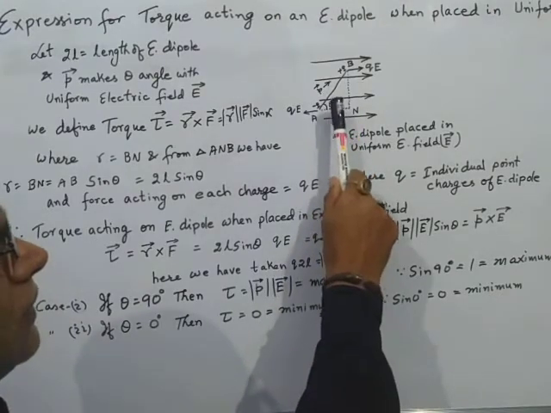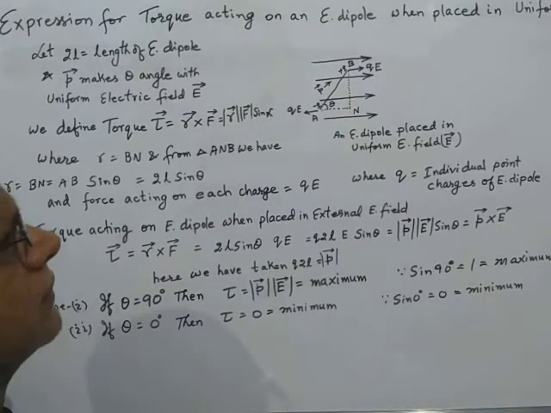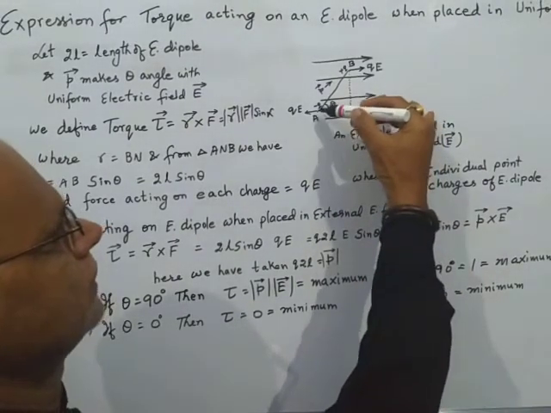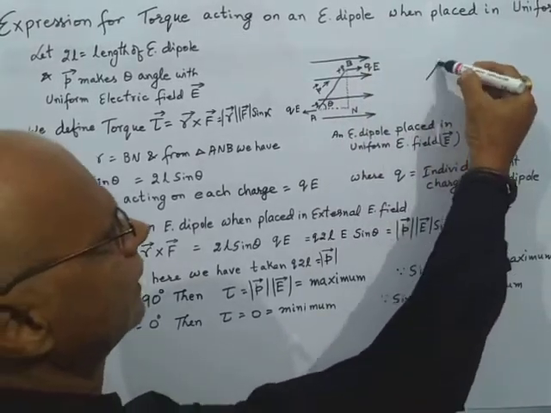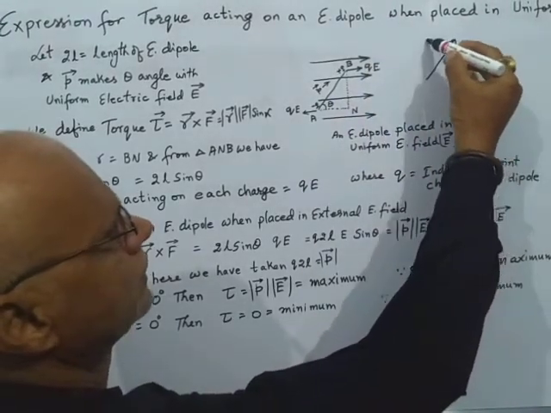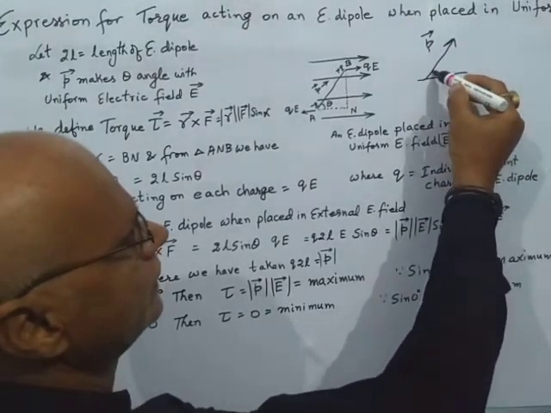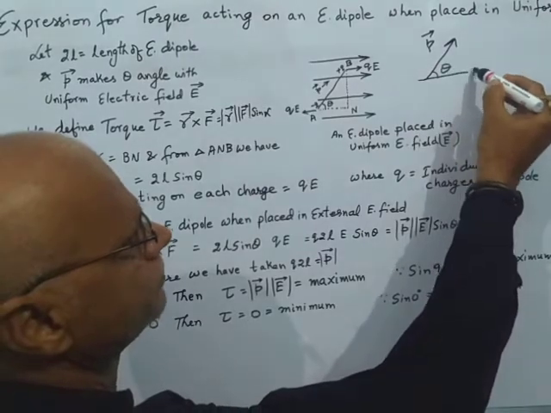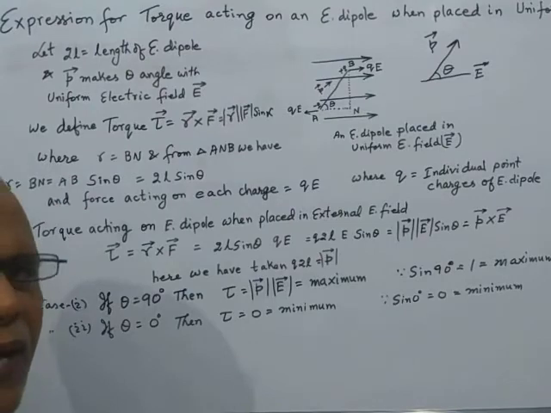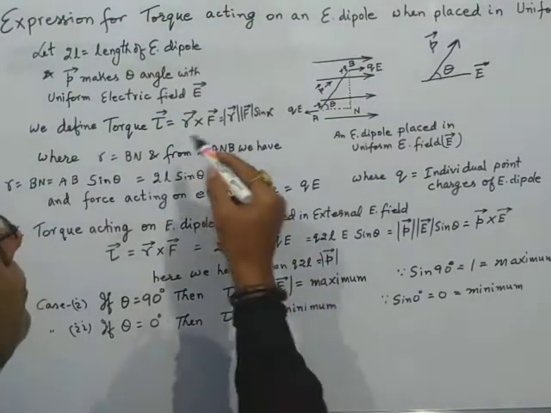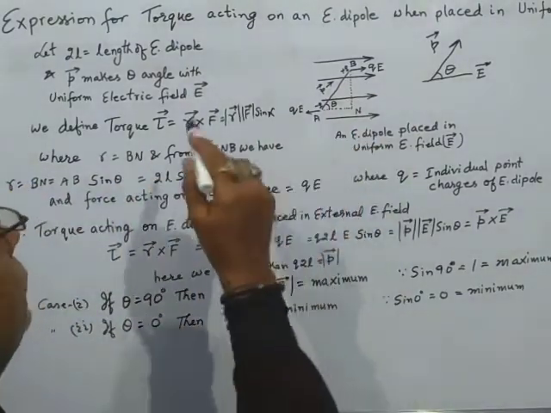Then in that case we also consider the direction of the electric dipole moment, which is always along the direction from the negative charge to the positive charge. So the direction of the electric dipole moment makes an angle theta with the direction of the electric field. This we have assumed. Then we have to find the torque acting on the electric dipole when it is placed in the uniform electric field.